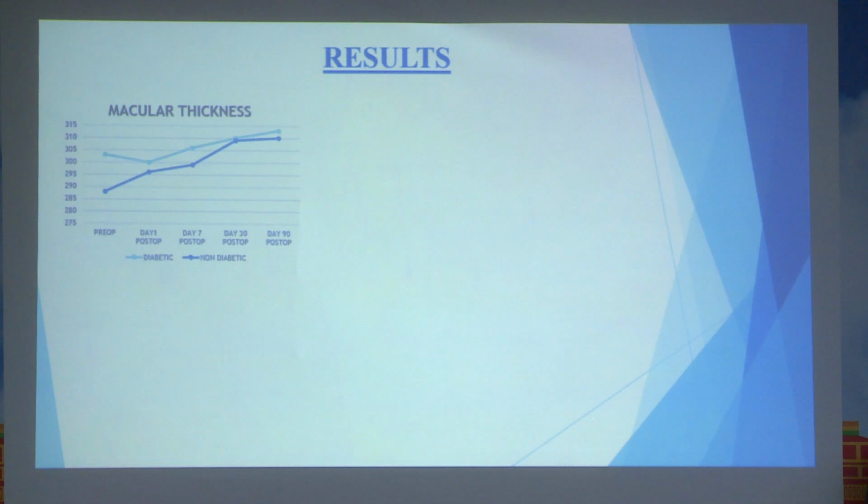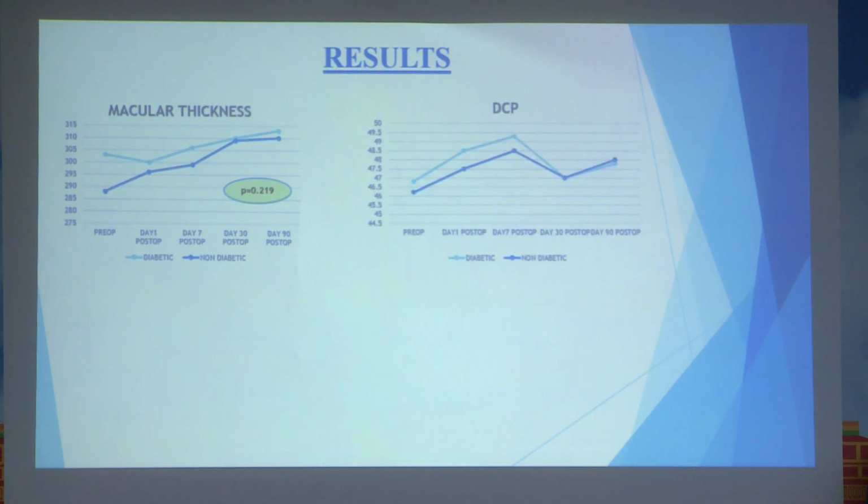Now, the meaningful derivation from the previous slide. Here the light blue shows the diabetic patients and the dark blue denotes the non-diabetic group. The macular thickness increased significantly from the pre-operative values, but the difference between the two groups on the 90th day, after 3 months, was not found to be statistically significant. When considering the deep capillary plexus, again the values were on a rise till day 7, then came back to the baseline values, and the difference between the two groups again was not statistically significant.